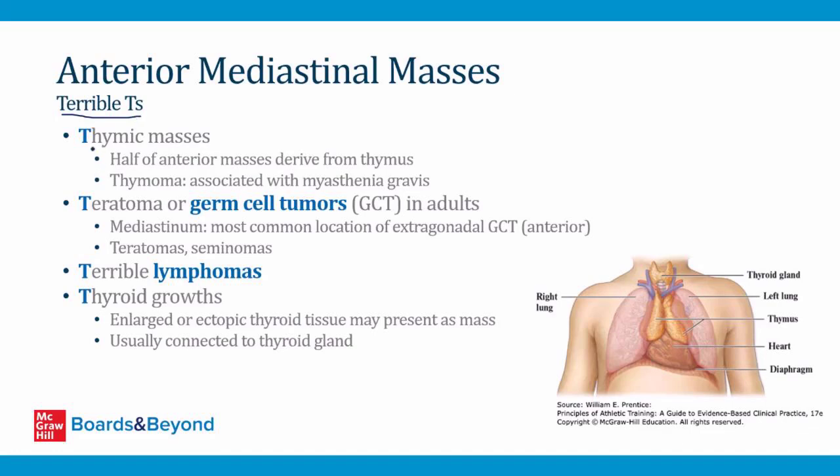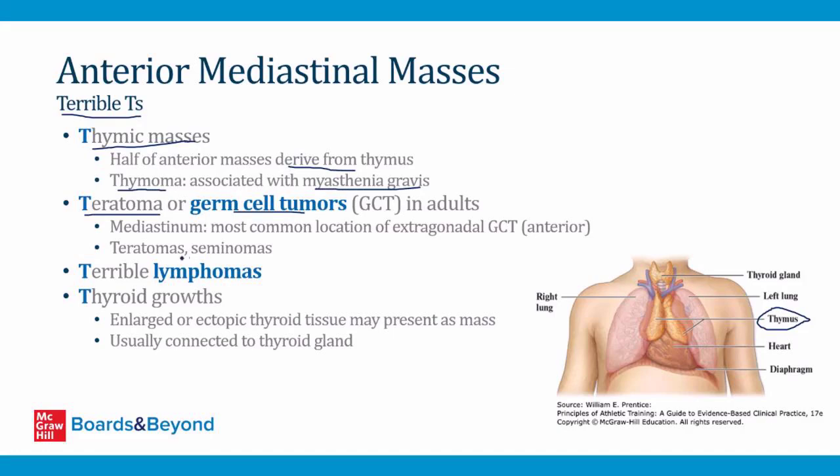So the first T is for thymic masses. So the thymus is found in the anterior mediastinum. I'm circling it right here on this drawing. Half of anterior masses are derived from the thymus. So for example, a thymoma is a common cause of an anterior mediastinal mass. This can occur in association with myasthenia gravis, which is a neurologic disorder that I talk about in the neurology section. The second T is for a teratoma or a germ cell tumor in adults.